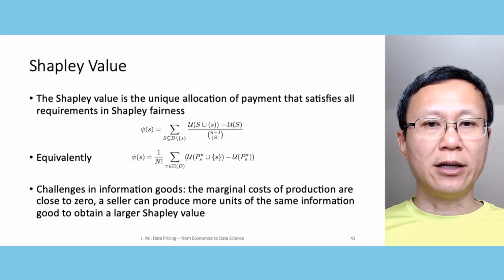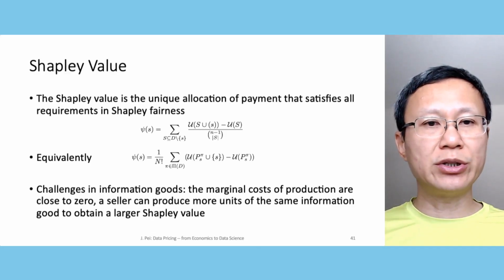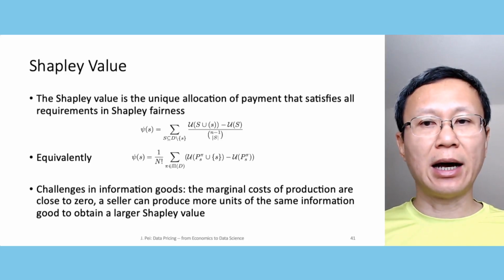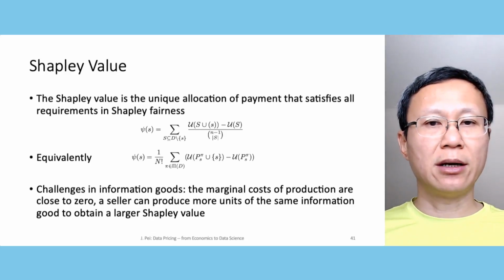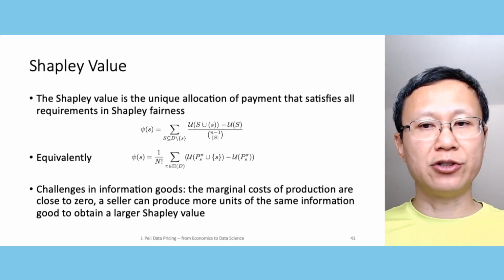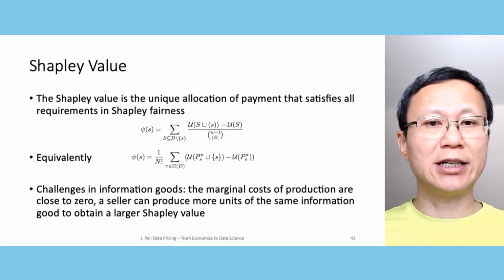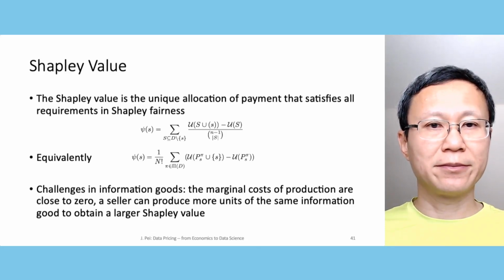There are some studies observing that as the replication costs of information goods are very low, the marginal costs of production are close to 0. A seller can produce more units of the same information good to obtain a large Shapley value and thus a large portion of the payment, unjustified in business. This is a challenge in designing a fair marketplace for information goods.